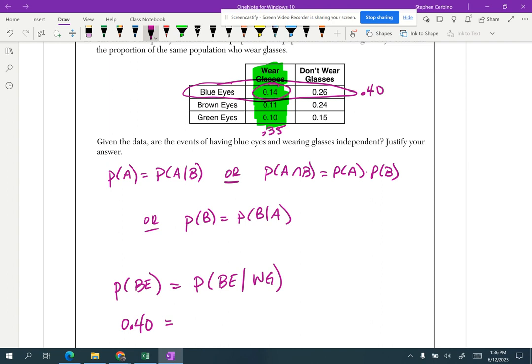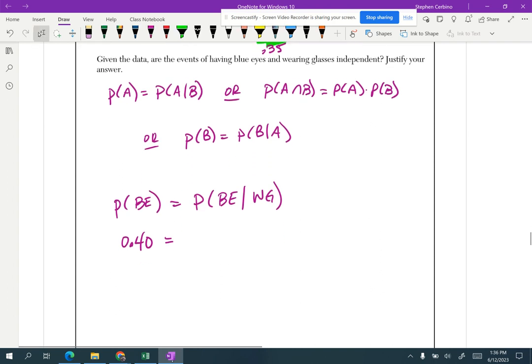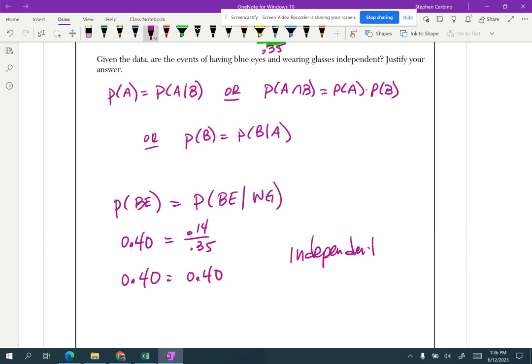And there are 14% that wear glasses out of that. So that'd be 0.14 over 0.35. If you divide those two numbers, guess what you get? You get 0.40, meaning these are independent. Notice it just says justify, not explain. So you just have to say independent. Show me math, tell me an answer. If it says explain, you'd have to tell me what it means.